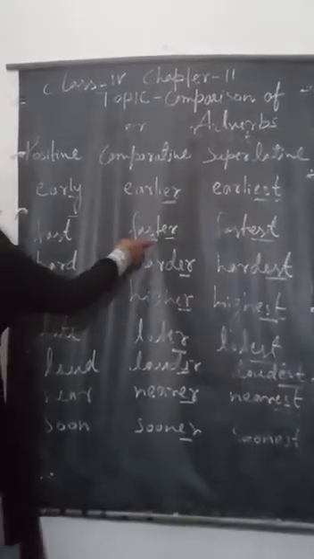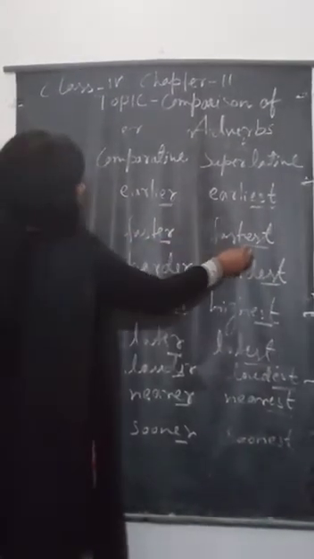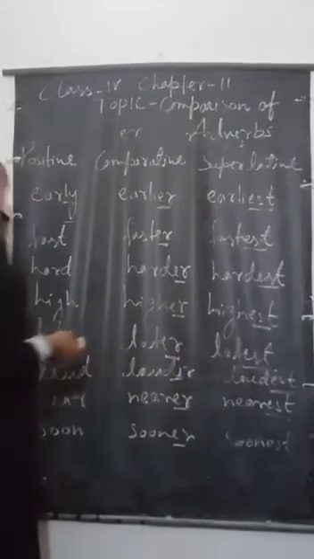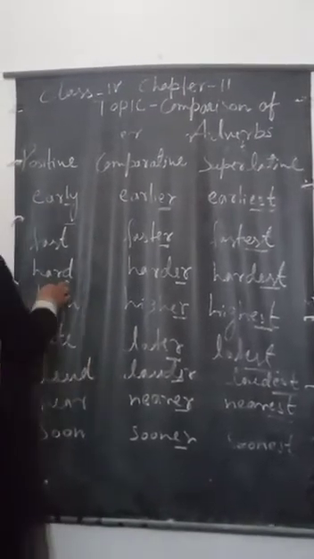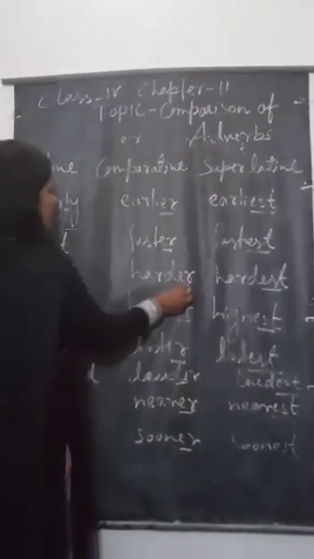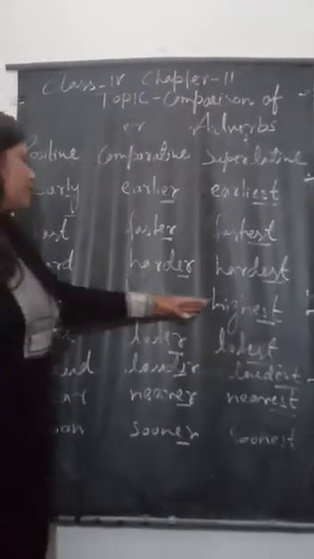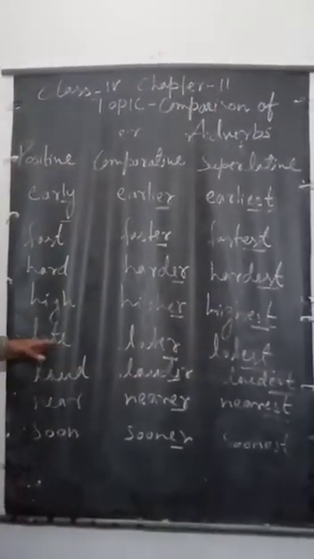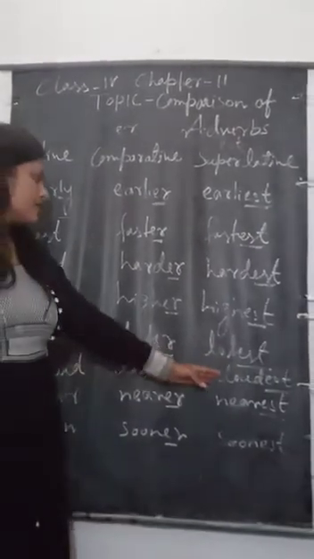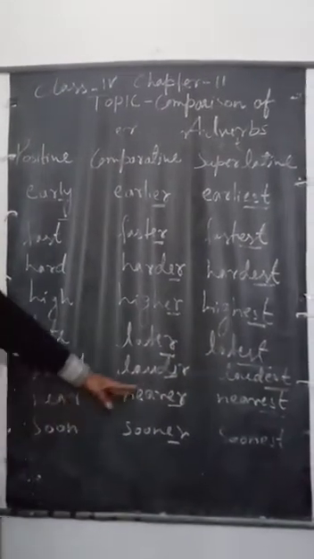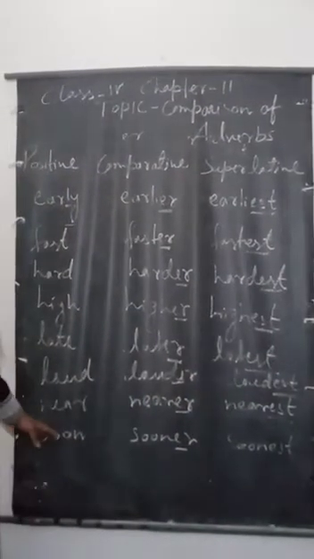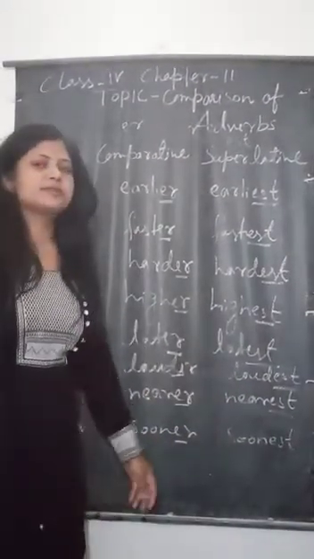Fast, faster, here is er. Fastest, here is est. As given in the chart, you try this and understand. Hard, harder, here is er. Hardest, est. High, higher, highest. Late, later, latest. Loud, louder, loudest. Near, nearer, nearest. Soon, sooner, soonest.